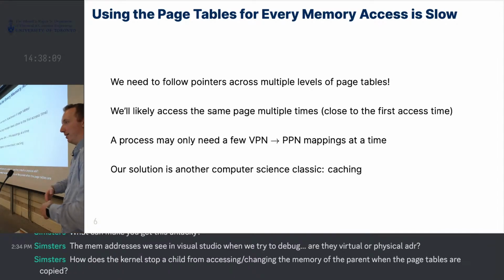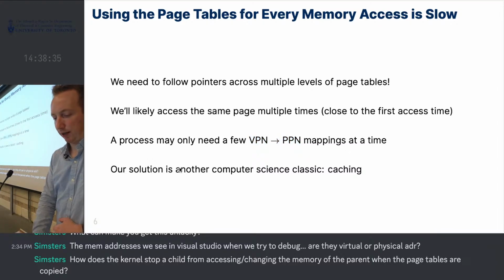Likely, if you access some memory on a page, you're going to access the byte next to it, or the byte 4 away if you're using integers or whatever. And a process might only need a few mappings at a given time. So it only uses a few pages at a given time. It doesn't use that much memory all at once. In the literature, you might see the pages a process is actually using called a working set. It's basically just the pages it's actually using.